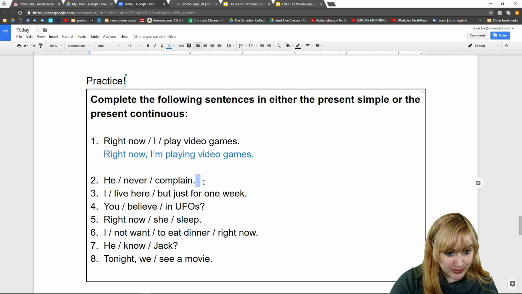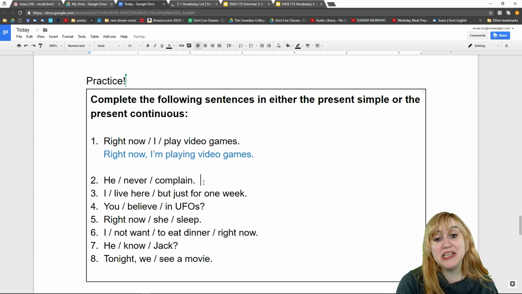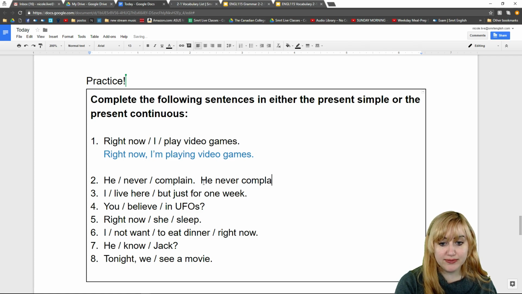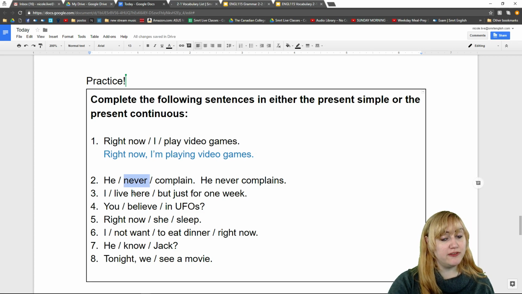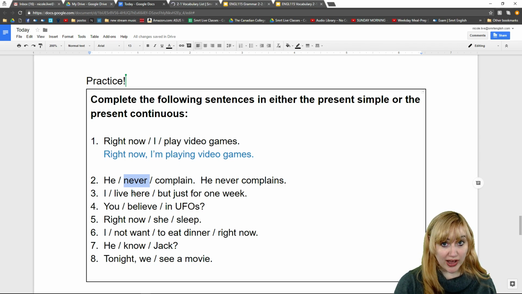So for number 2, we're going to use present simple. He never complains. Because the word never is an adverb of frequency. Adverbs of frequency show us that this is a habit or something that's true for a long time. All right, good. And let me change the color here so it's easy to see.